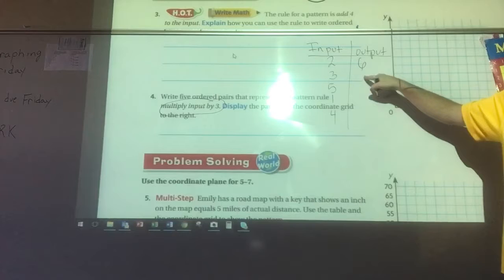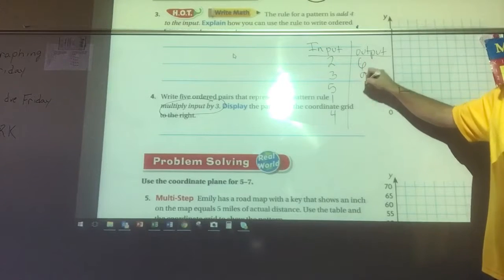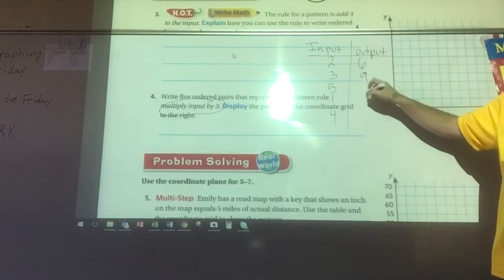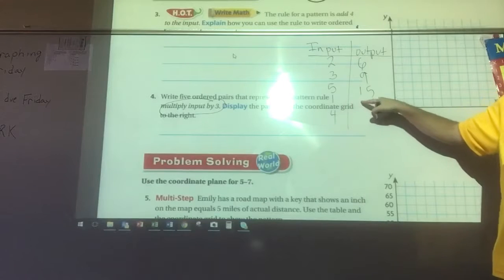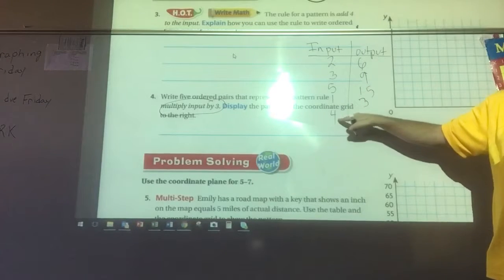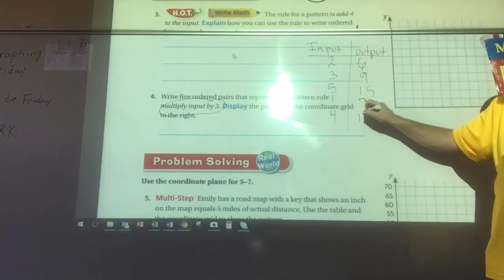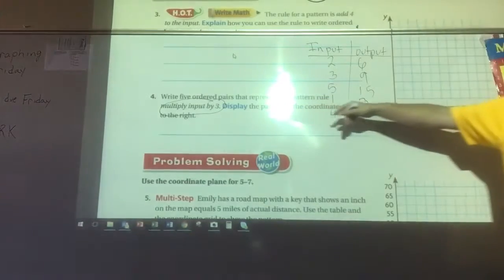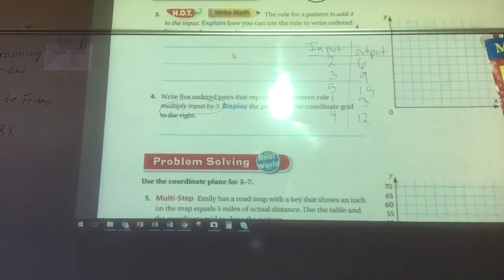The input's 3, the output is 9. The input's 5, the output is 15. The input's 1, the output is 3. The input's 4, the output is 12. Again, if they're giving you the rule, when I graph this, it should be a straight line. If they're giving us the rule.